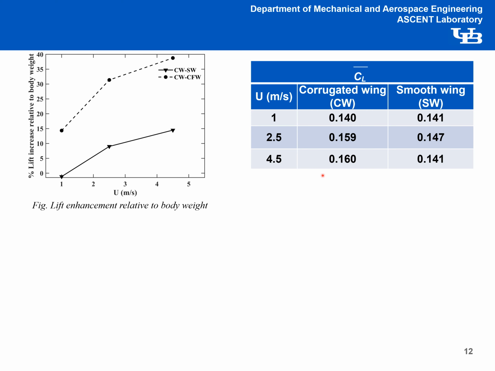The cyclic average value of lift for the corrugated wing and smooth wing model is shown in the table on the right, with forward velocities of 1, 2.5 and 4.5 meters per second. The qualitative comparison between corrugated and smooth models with respect to the body weight of the bumblebee is shown in the figure on the left. The solid lines show the comparison between the corrugated wing model and the smooth wing model. We see that the lift enhancement due to corrugation reaches up to 15% at the highest velocity of 4.5 meters per second. The contribution of corrugation also increases with the forward velocity.